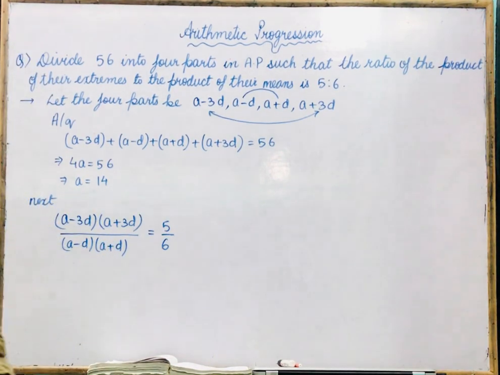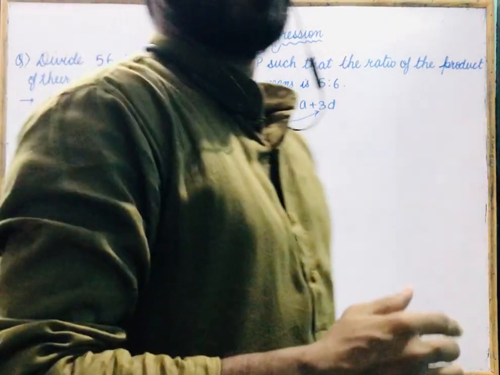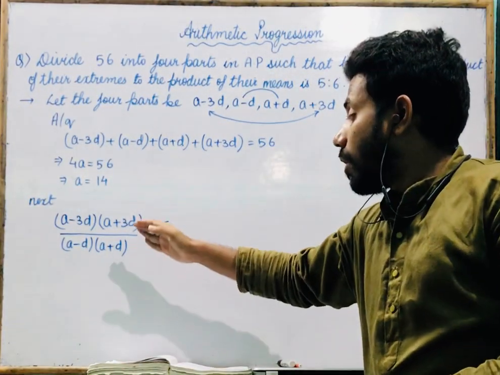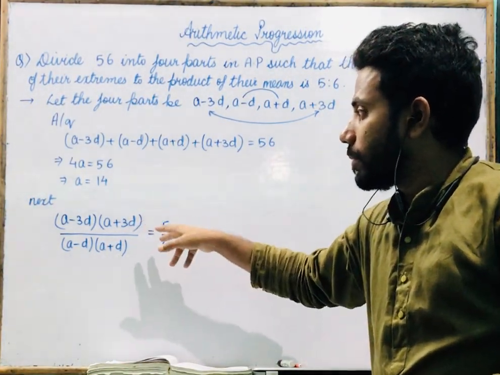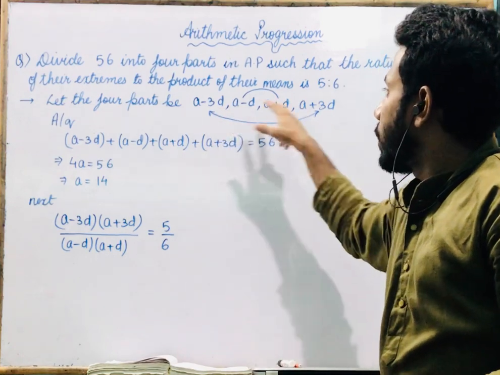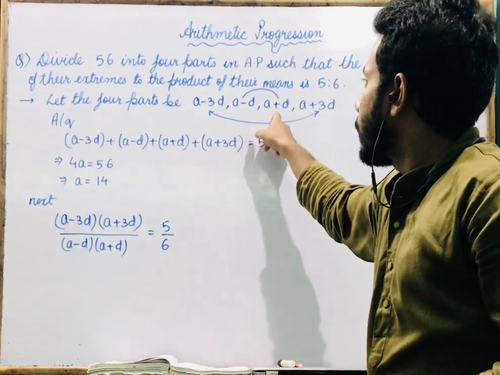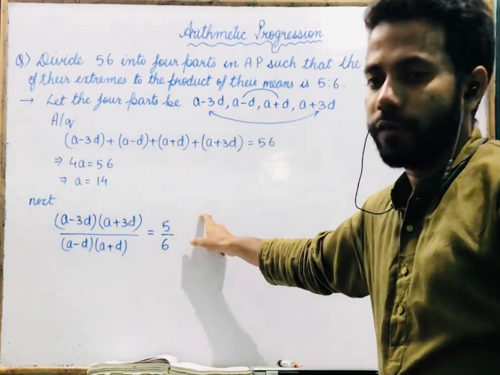Is this clear to everyone? The ratio of the product of extremes. These are the product of extremes and these are the product of means, and their ratio is 5:6.